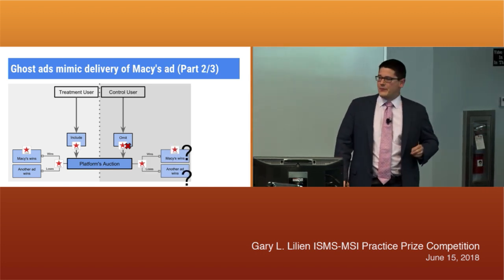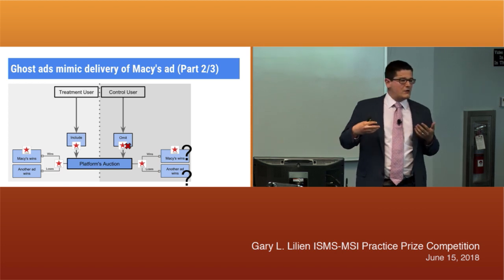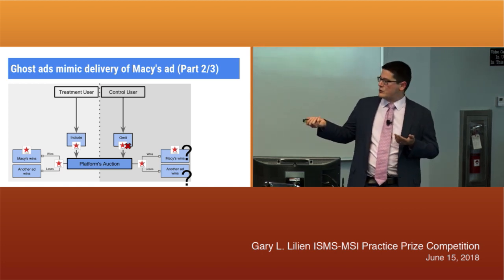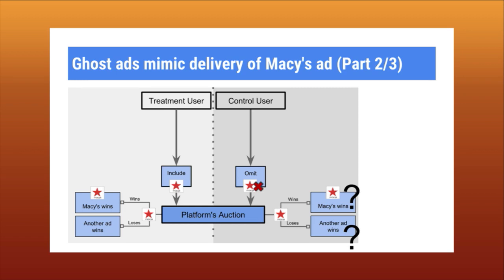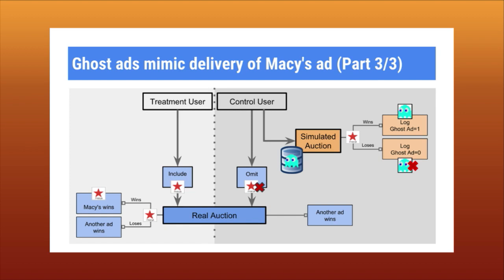Now, what we'd like to have happen is to somehow know when it would be that the Macy's ad would win the auction for the control group user, because then we'd have a nice symmetric comparison between the two sides. Unfortunately, this isn't possible because we never include Macy's in the control auction. So our solution is to run two auctions. The first auction is a simulated auction, and that simulated auction is going to include Macy's as one of the set of advertisers. And whenever Macy's wins that simulated auction, we're going to record a ghost ad event.